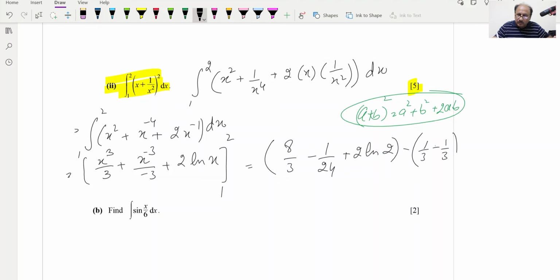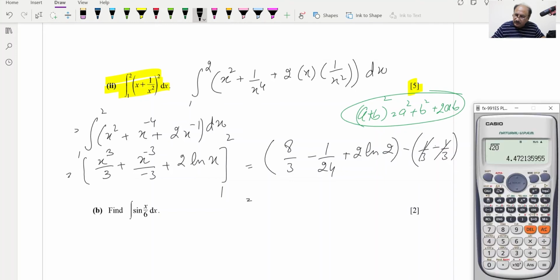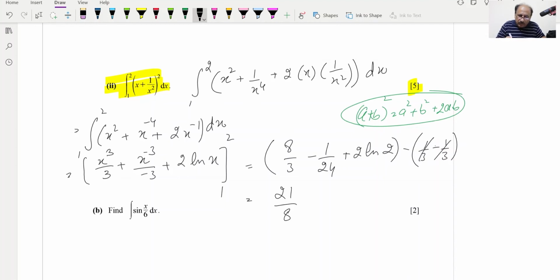will be 0, so we replace like this, and this one is also cancelled. We will simplify this: 8 over 3 minus 1 over 24 is equal to 21 over 8, so we can write 21 over 8 plus 2 log 2, and this will be the final answer for this part.